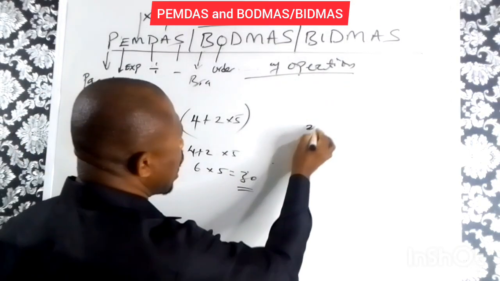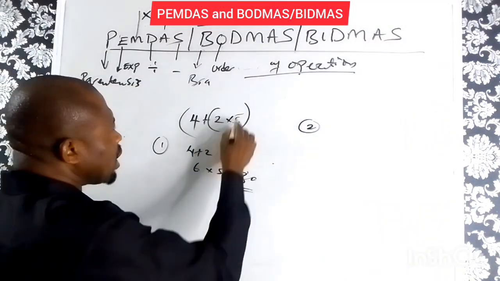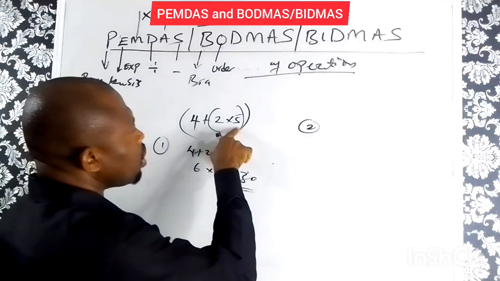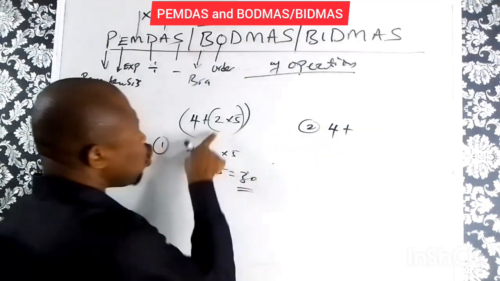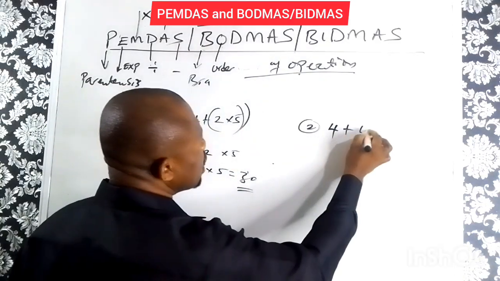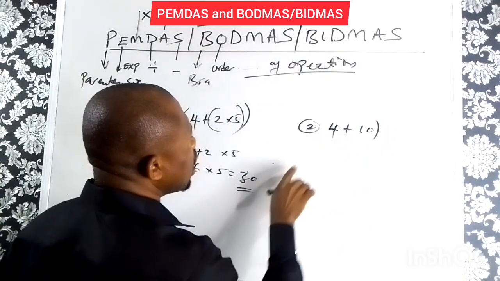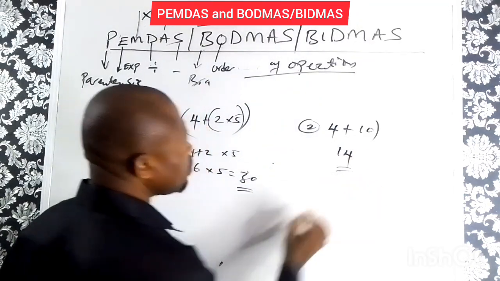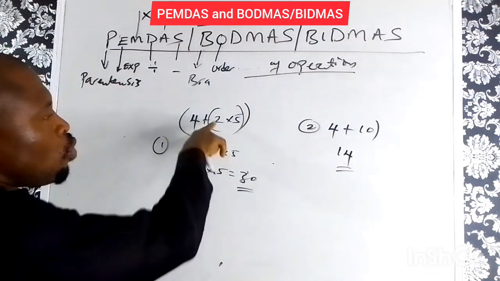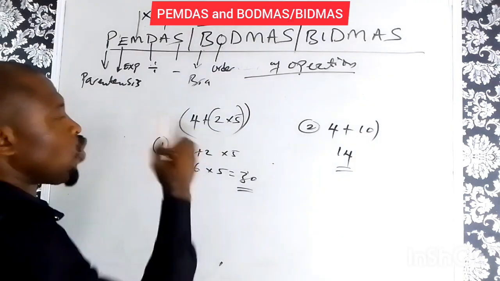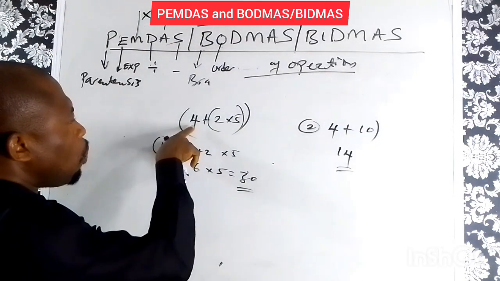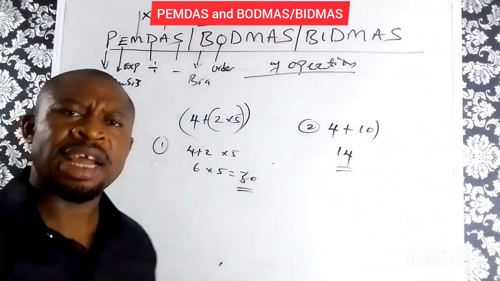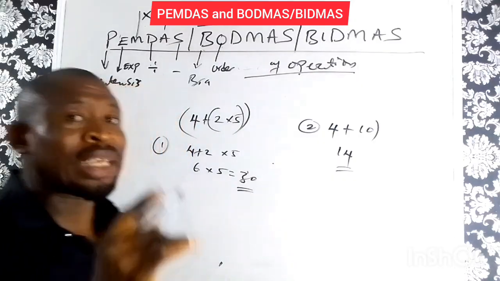Now the second one we take is, assuming we take these two together, 2 times 5 is 10. Now 10 plus 4 will give us 14. So we are getting two different answers. 2 times 5 is 10, plus 4 is 14. Now if we say 4 plus 2, which gives us 6, 6 times 5 gives us 30. We have two different answers. How do we know which order to take?